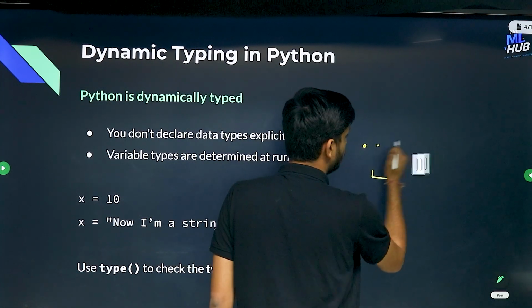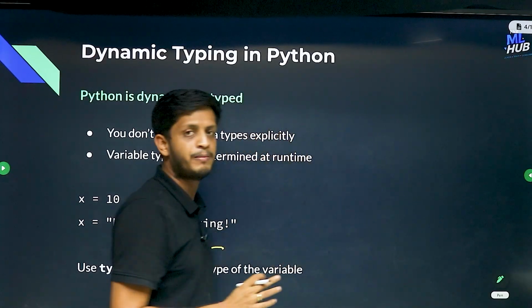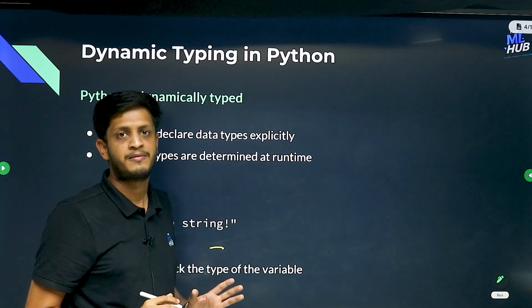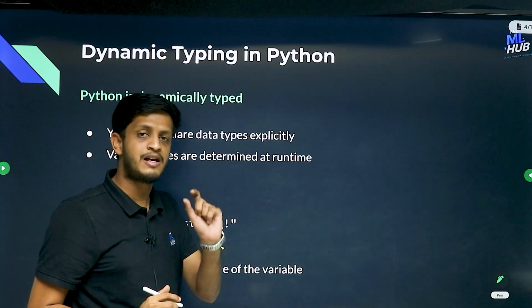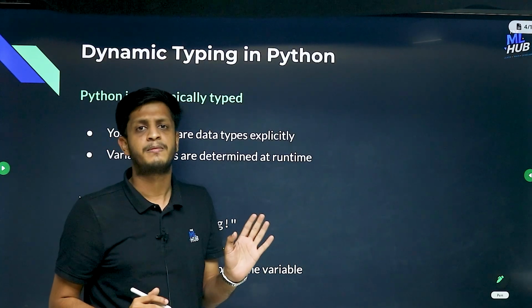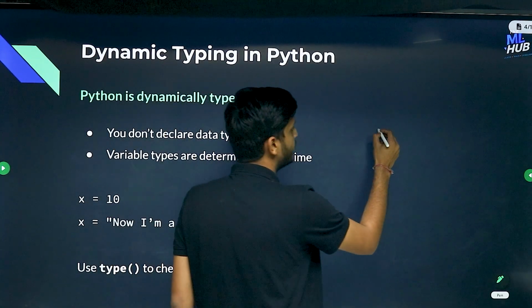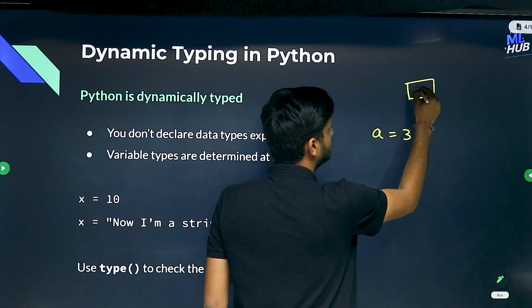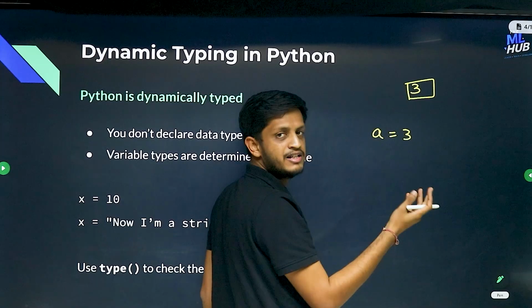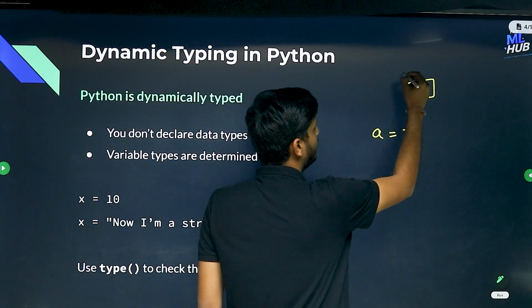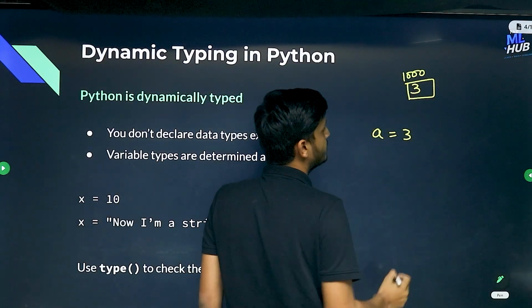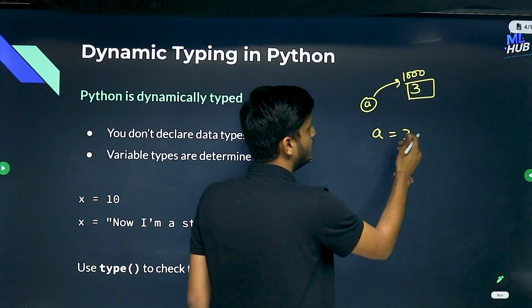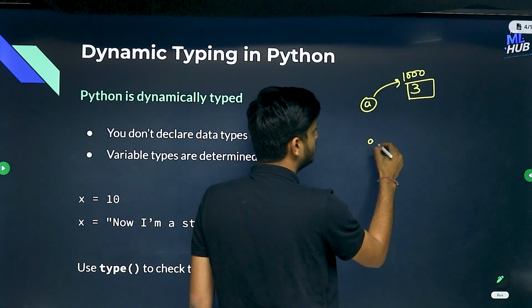But in Python, you don't need to tell the type of the variable to the compiler. Python is dynamically typed. The same variable can point to any data type. So if I write a is equal to 3, automatically in memory 3 will be stored. We know that the data type of 3 is an integer, so integer type will be stored. Let us say it is at memory location 1000. So now a as a variable will point to this memory location. Okay, a is equal to 3 will do this.